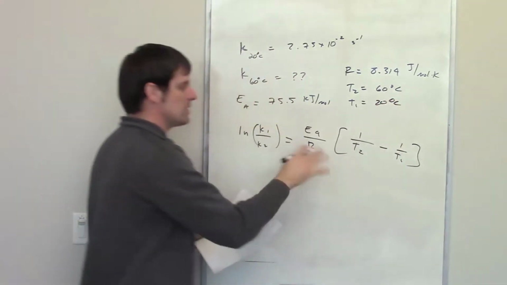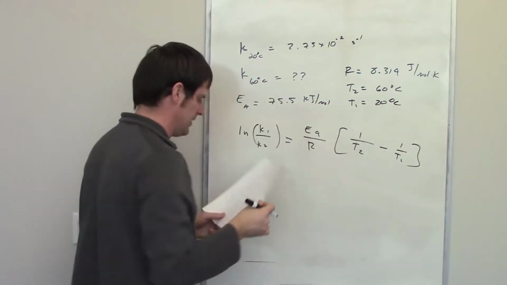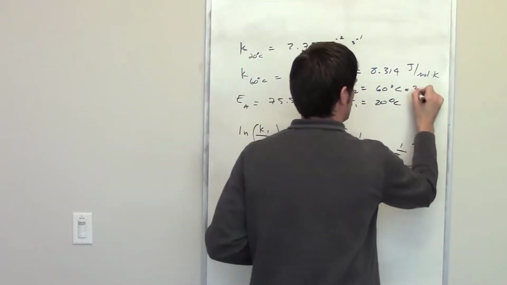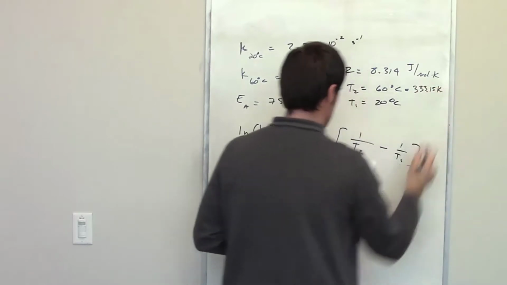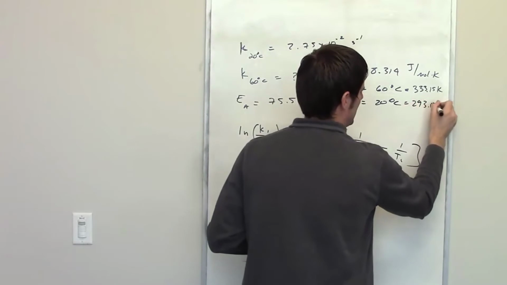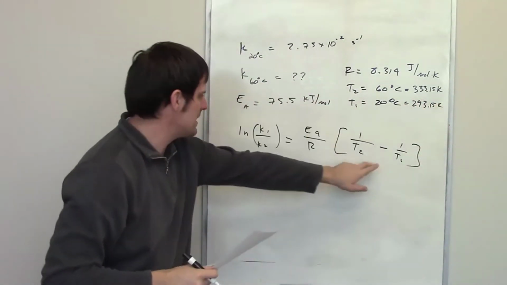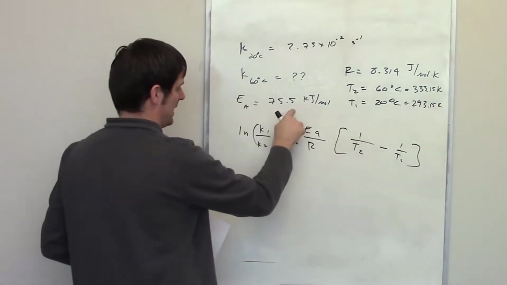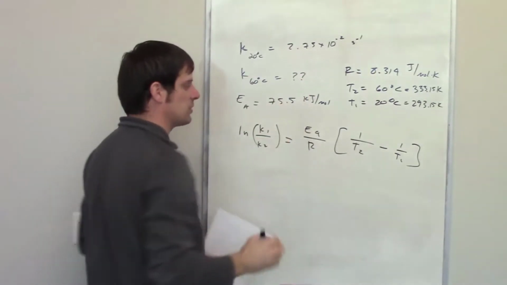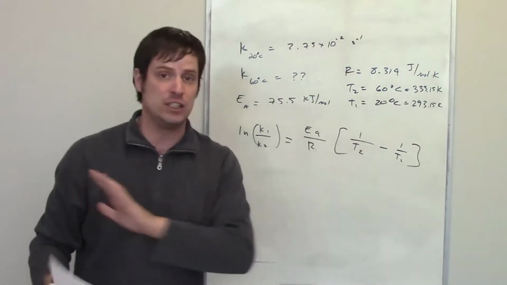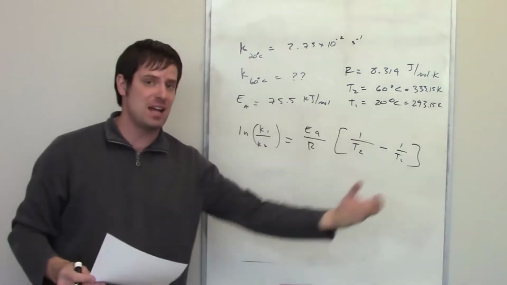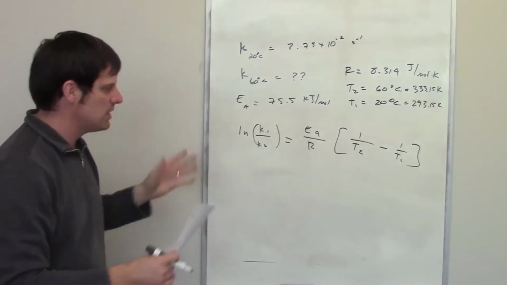In order to make sure your units are consistent, however, you'll have to convert to kelvins. 60 degrees Celsius, adding 273.15 to it, is equal to 333.15 kelvins. And 20 degrees Celsius is equal to 293.15 kelvins. So I have T1, I've got T2, I've got the ideal gas constant, I have my activation energy, I have K1, I'm trying to solve for K2. This is pretty much at this point just an algebra problem where I have to get K2 on one side of the equation and everything else on the other. I realize it's a lot of numbers, but we can go ahead and do that.